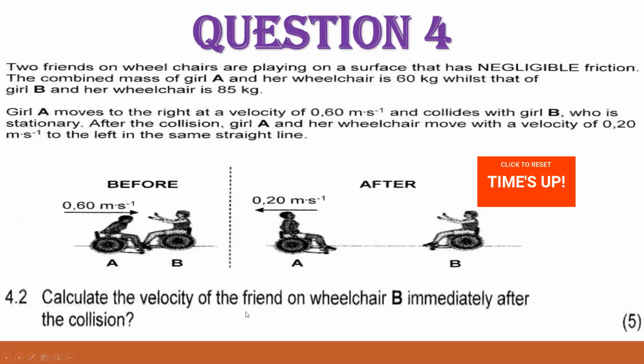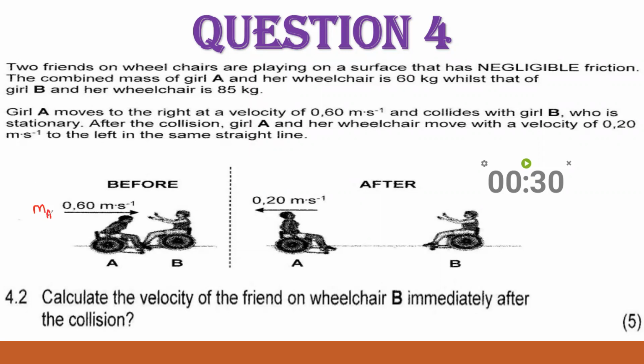Calculate the velocity of the friend on wheelchair B after collision. That's our question. Please try. You have 30 seconds. You know all givens, right? But what I'm going to ask you on your exam pad, during the exam on the question paper, please write all givens, whatever we know. Because for momentum, we need mass.